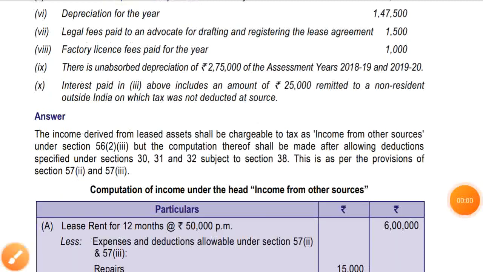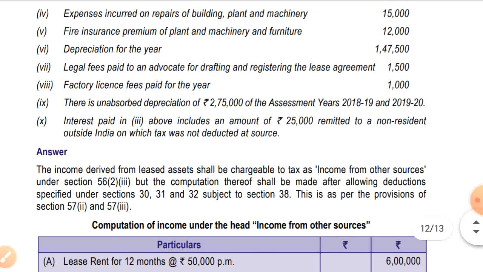So let's see the answer to question number 3. The income derived from leased assets shall be chargeable to tax as income from other sources under section 56(2)(ii), but the computation thereof shall be made after allowing deductions specified under sections 30, 31, 32 subject to section 38. This is as per the provisions of section 57(2) and 57(3).